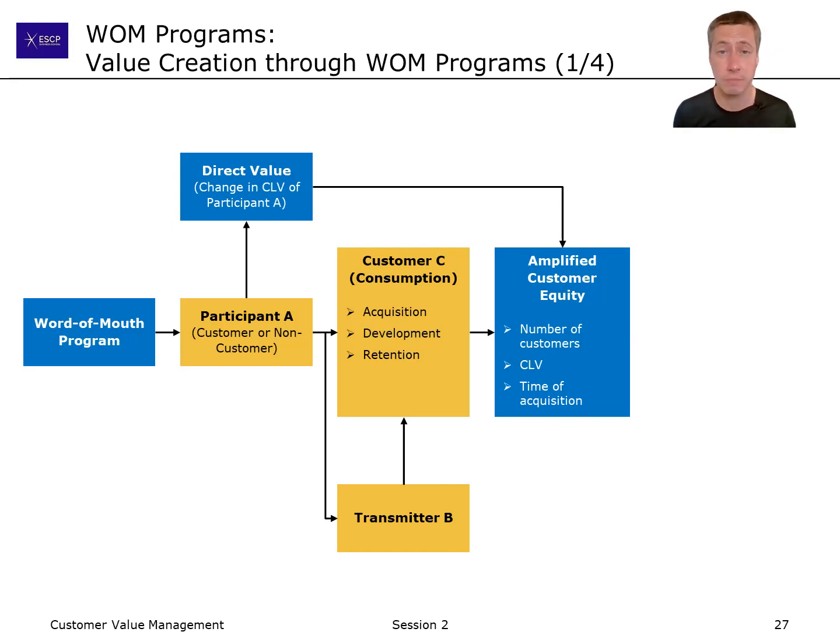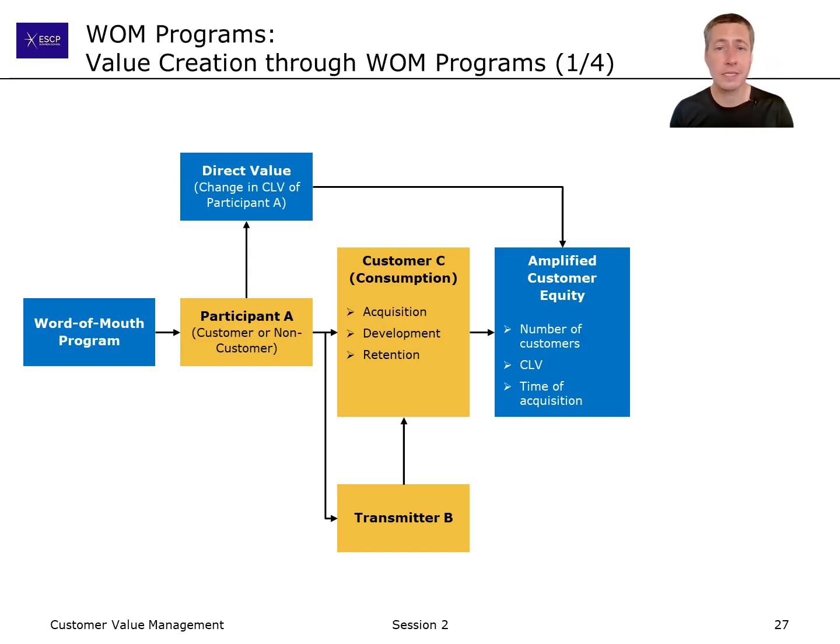It can be sizable in some settings, but obviously this is not the main point why we do word of mouth programs. We do word of mouth programs so that participant A talks. Now A may talk to B, who doesn't do anything except listening to what A says and tailoring it to another person, or A may talk to customer C, who in response to the word of mouth gets acquired, developed, or retained, as we discussed on the previous slide. Customer C generates new CLV. And if you combine the CLV of customer C with the direct value of customer A, we get a higher customer equity than we had before.